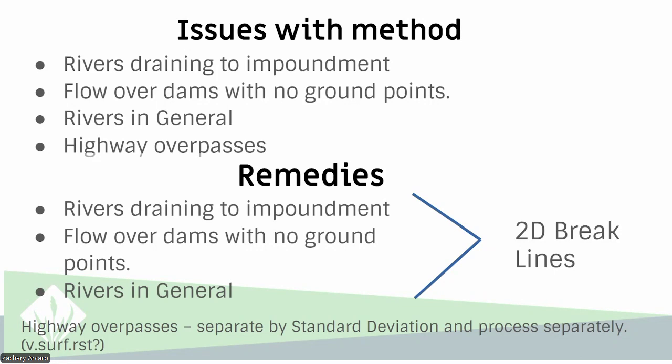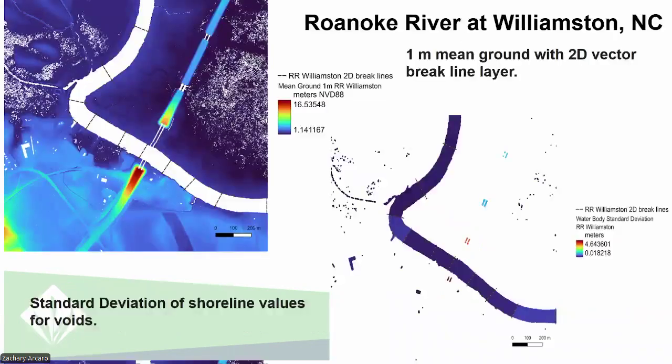The remedy for a lot of this is 2D break lines, where you just put a line right across where the dam is, put a line on the upstream of the reservoir, walk up a river with 2D break lines so that you have a cascading series of flat surfaces. Highways, we're still working on. And so this is the Roanoke River at Williamson, North Carolina.